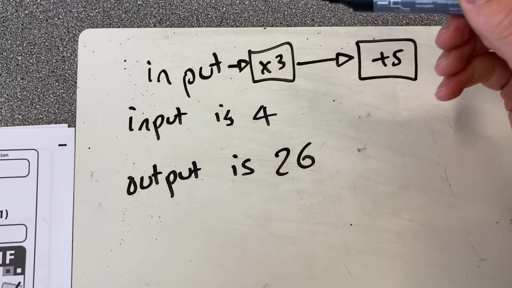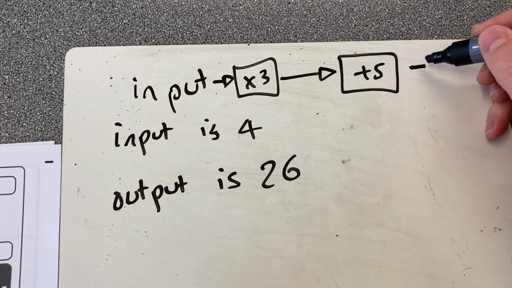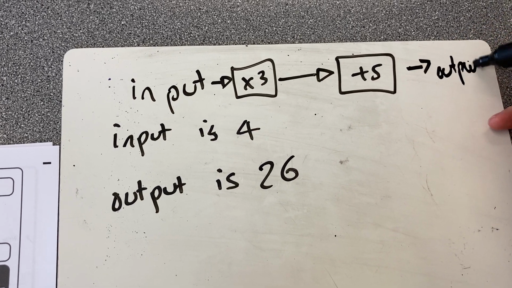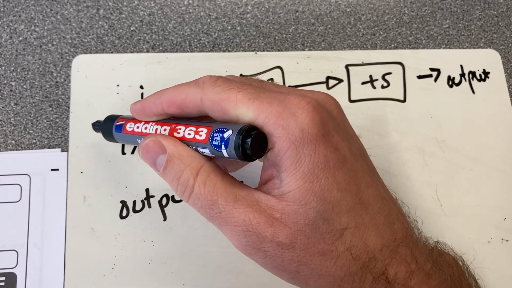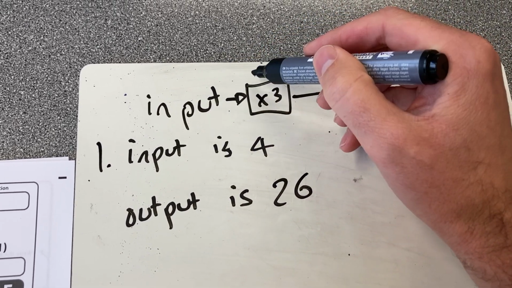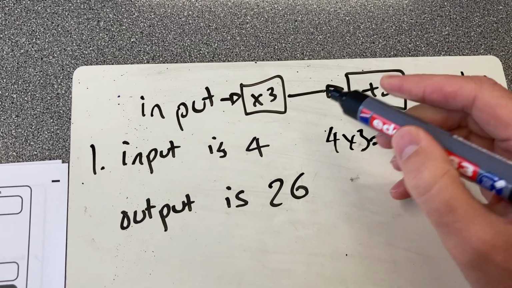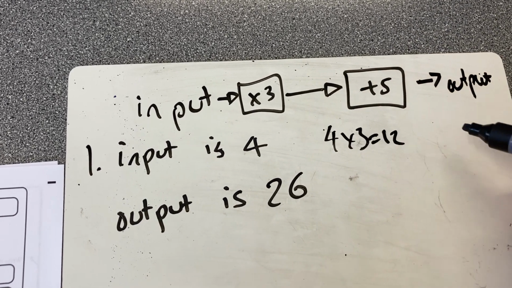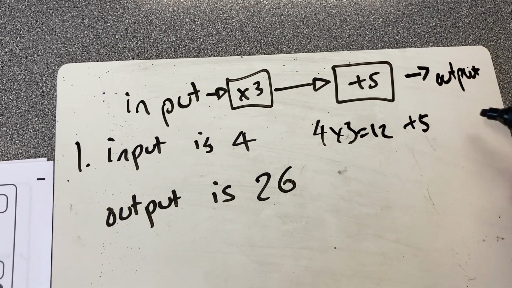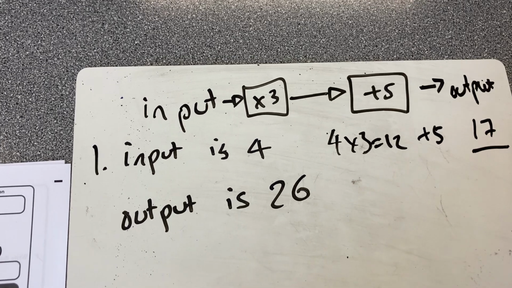We have a function machine where the input is multiplied by 3, then added to 5, and that gives you the output. So question 1 is, what is the output if the input is 4? Well, you put 4 into that. So you do 4 times 3, which gives you 12. You get 12 at that stage, and then you add 5. And so your output would be 17. So it's just going through the different stages of the function.